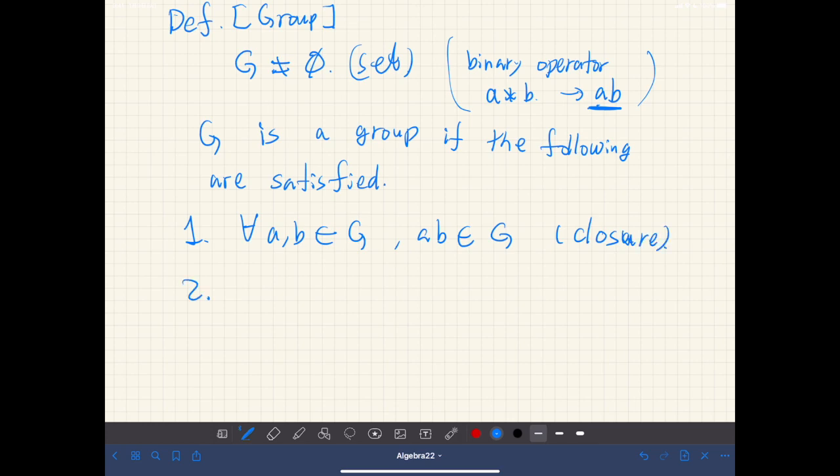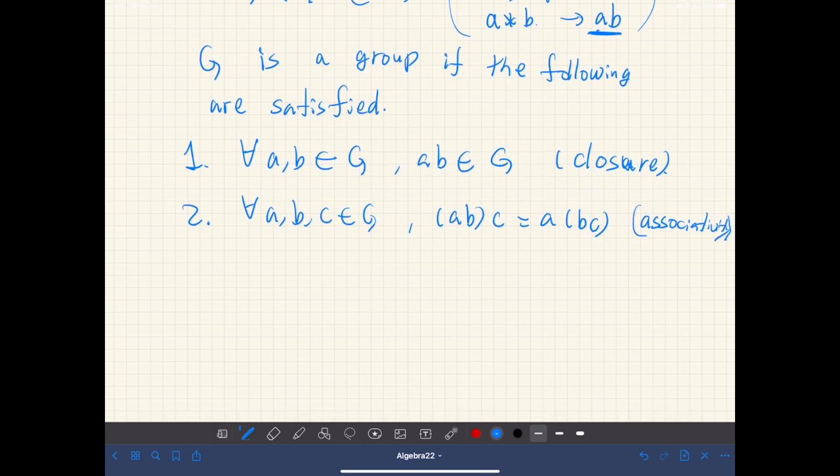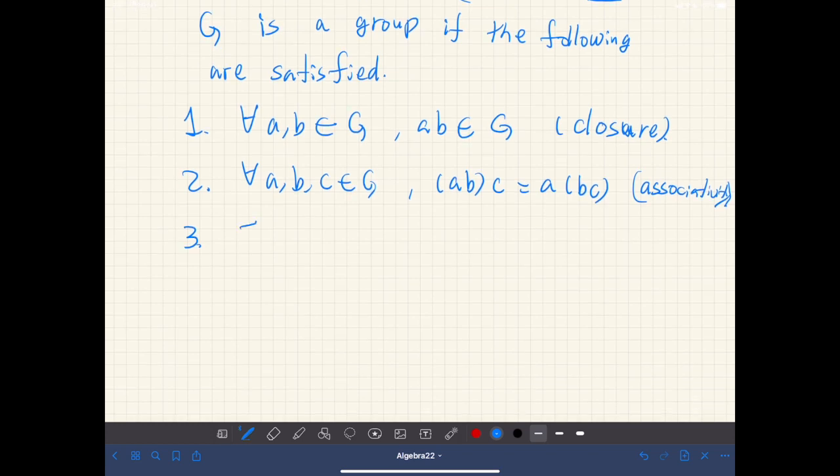And second, for all triples in G, we have associativity: AB times C is equal to A times BC. So this is associativity. And the third condition, there exists an element E in G such that for all elements A in G we have EA is equal to A. So this is the identity element.